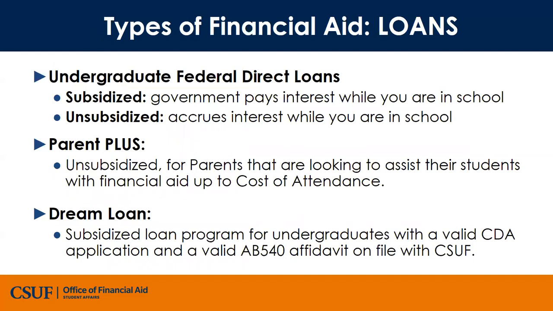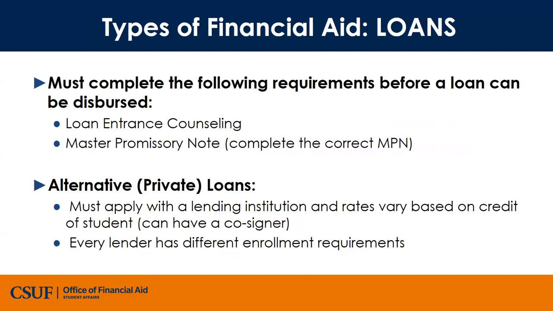Additionally, for FAFSA applicants, you may be considered for federal loans, such as the Federal Direct Subsidized and Unsubsidized loans. For parents of dependent students, you may apply for the Parent Plus loan. Lastly, for our California DREAM Act applicants, you may be considered for the DREAM loan. For more information on all of these loans, we invite you to visit our website.